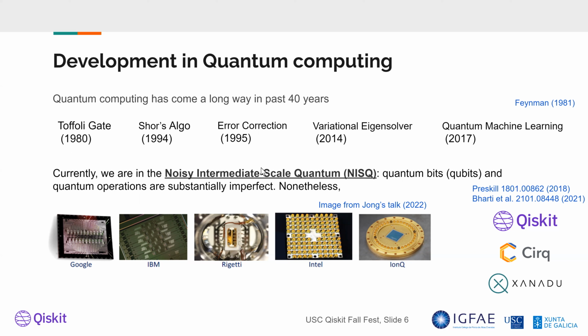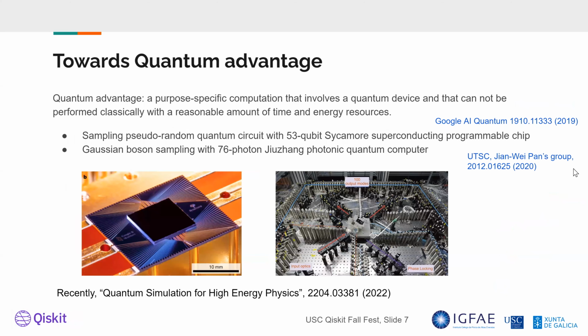But currently, we're still in the noisy intermediate scale quantum, the NISQ era, where quantum bits or qubits and quantum operations are substantially imperfect. However, as you can see here, there are a lot of companies, Google, IBM, Intel, IonQ, that are developing different hardware using different physical systems. And there has been a lot of software as well, from Qiskit, Cirq, and so forth. So we are gradually moving towards an era of quantum advantage, hopefully in the next 10 to 20 years. So quantum advantage is defined as a purpose-specific computation that involves a quantum device that cannot be performed classically with the same reasonable amount of time and energy resources.